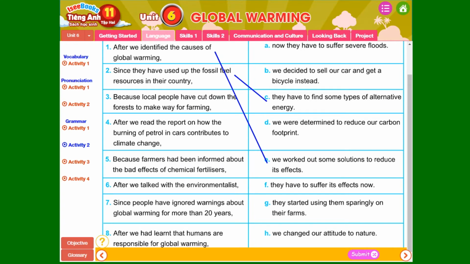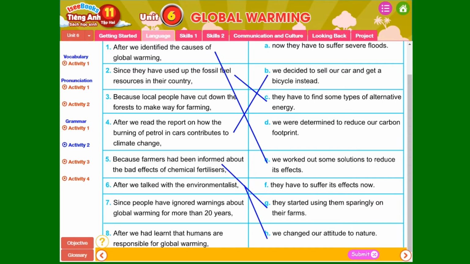4. After we read the report on how the burning of petrol in cars contributes to climate change, so number 4, you match with B. We decided to sell our car and get a bicycle instead. 5. Because farmers had been informed about the bad effect of chemical fertilizer, so number 5, we match with G. They started using them sparingly on their farm. Number 6, after we talk with the environmentalist, so number 6, we match with H. We change our attitudes to nature.